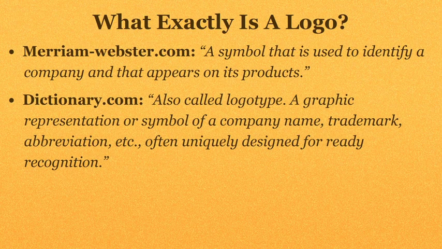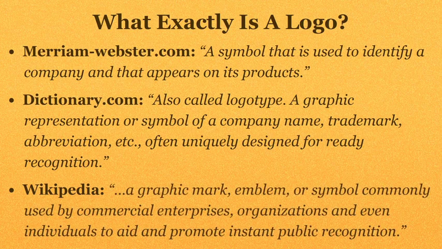Now, the best definition that I found, anyway, was over on the good old Wikipedia. So this is what Wikipedia had to say. According to Wikipedia, a logo is a graphic mark, an emblem, or a symbol commonly used by commercial enterprises, organizations, and even individuals to aid and promote, here it is again, instant public recognition. Again, if you're jotting notes here, instant public recognition. Wikipedia goes on to say, logos are either purely graphic, comprised of symbols or icons, or they're composed of the name of the organization, which is referred to as a logotype or a word mark. And we're going to dig into this more towards the end of this exercise.